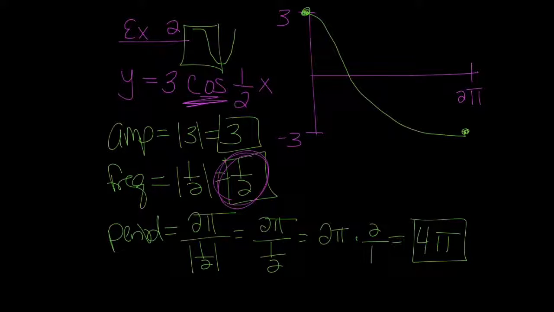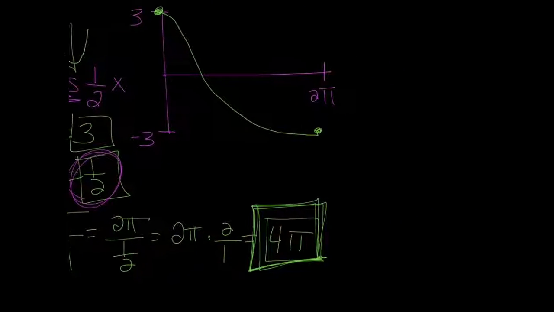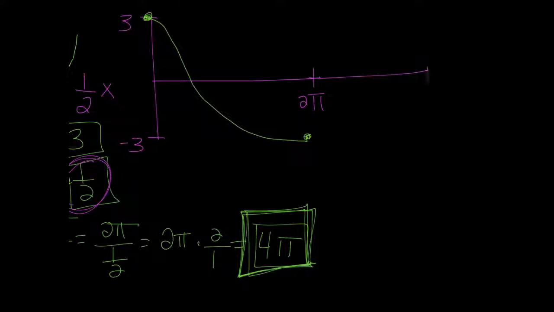But if I wanted to see a full curve, I would have to go over to 4 pi, because that's how long it takes for me to get one full curve. That's my period. So to make one full curve, what I would have to do is extend this to 4 pi, and then I would be able to complete my full cosine curve.